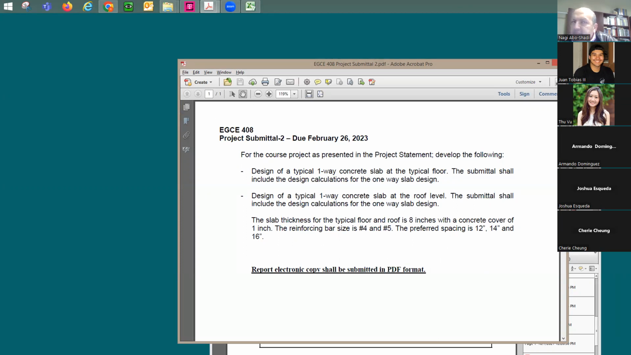For the reinforcement, is it for tension only? Or are we also... No, just for tension. Right. No compression. It's going to be very simple.